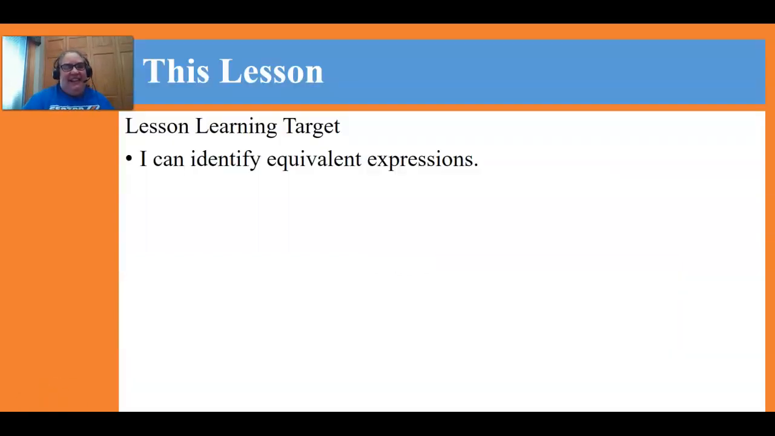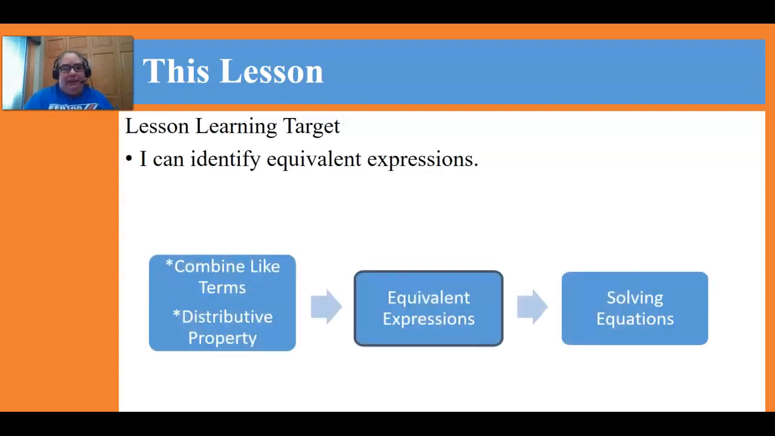After watching the screencast, you should be able to use some strategies so that you can identify equivalent expressions. And just remember, equivalent means the same. In order to have a good understanding of this lesson, you need to be able to combine like terms and should have a good understanding of the distributive property. We use equivalent expressions many times throughout our mathematical career, but in our immediate future, we're going to need it when we start solving equations.